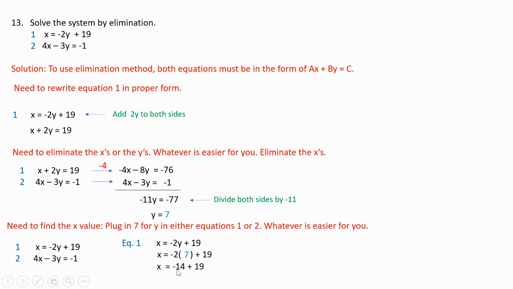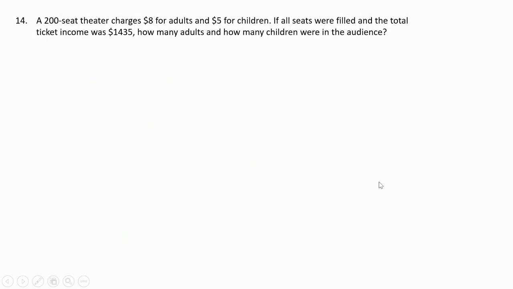Negative 2 times 7 will give us negative 14. Negative 14 plus 19 will give us positive 5. So as my solution, (5, 7). That's the solution to problem number 13.